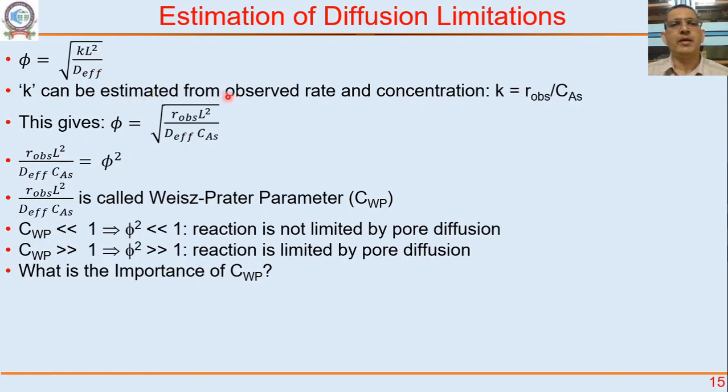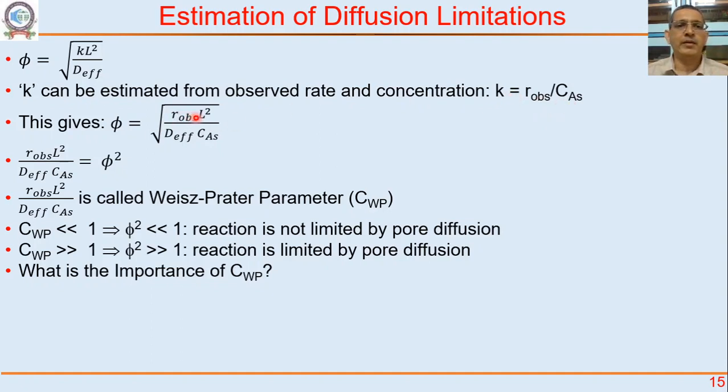K can be estimated from the observed rate of reaction and concentration. So a pseudo first order rate constant in the plant would be the observed rate, which is the rate per unit catalyst volume that is actually happening in the plant, divided by the surface concentration. R observed I can measure from the plant material balance: the rate at which it comes in minus the rate at which it goes out, divided by catalyst volume. Divided by C, it's a pseudo first order rate constant. I can put that here.